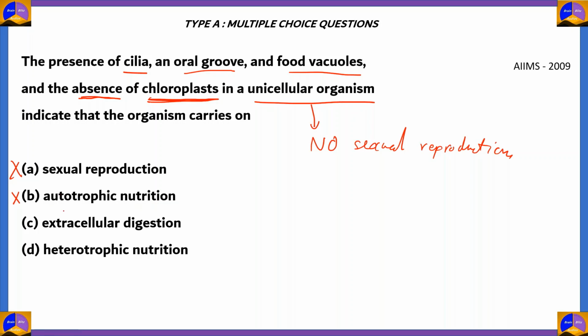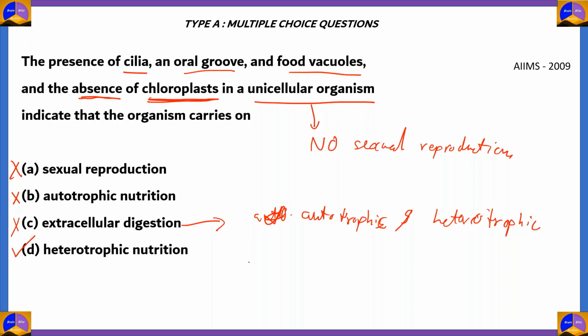What about option C, extracellular digestion? The phenomenon of extracellular digestion is present in both autotrophs and heterotrophs. So in a way, it does not actually indicate that the organism has extracellular digestion. So option C is also incorrect. The right answer is option D, heterotrophic nutrition.